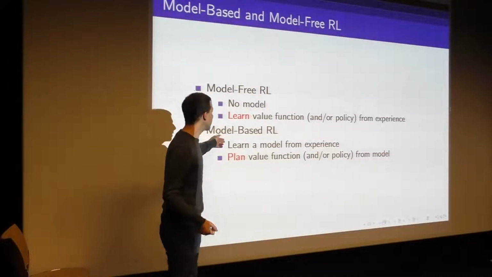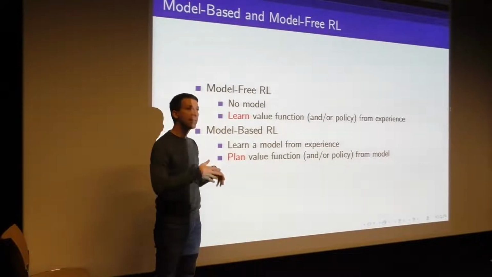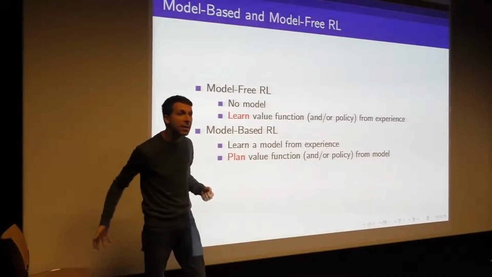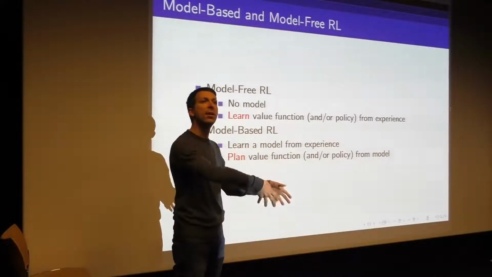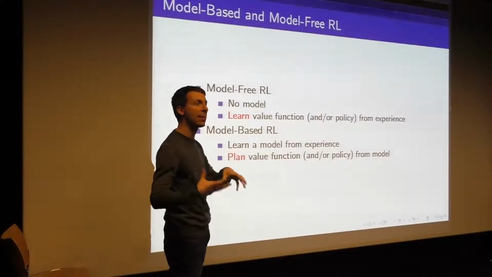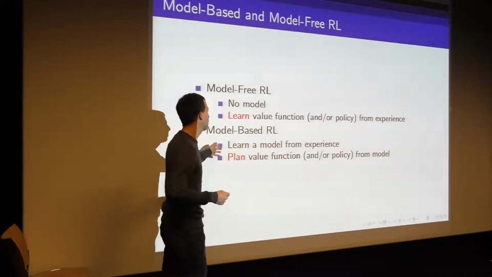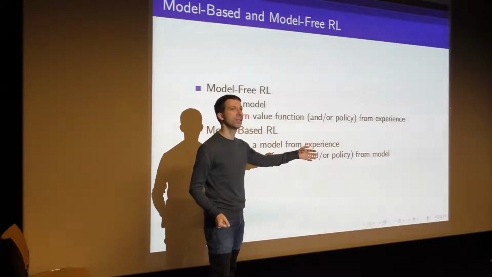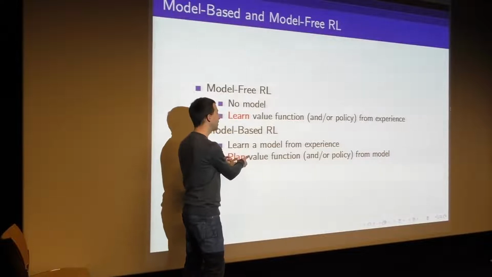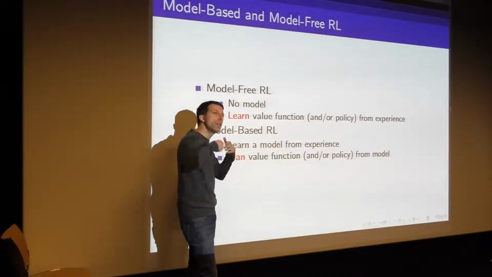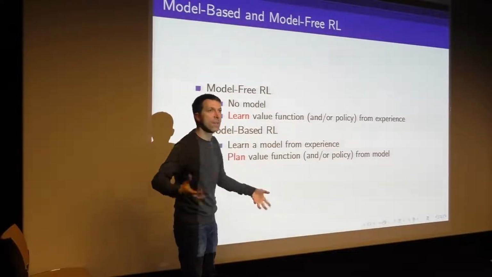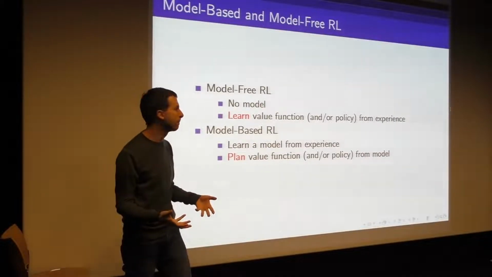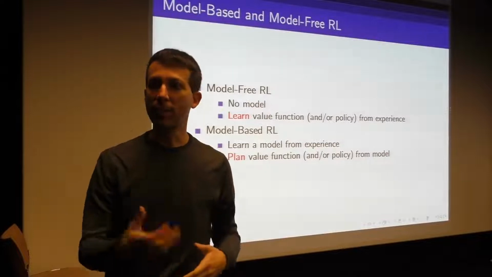That means specifically anything where the agent explicitly represents and learns a model from experience. So now it sees its experience, and it uses that experience to construct an estimate of these transition dynamics and rewards. And it uses that model then to plan a value function and or policy from the model. What we mean by planning is basically using a model to look ahead, to think, to compute, to figure out what the right value function or the right actions are to select in this environment. We'll see more examples of that as we go through.